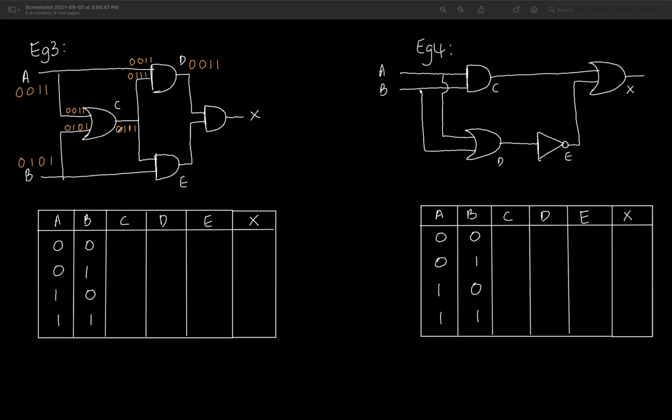Then we do E. This one goes to E, so 0, 1, 1, 1. And this one from the B, it goes straight to here. So this is 0, 1, 0, 1. E is the same as D, it is an AND gate. So both must be fulfilled. 0, 1, 0, 1.